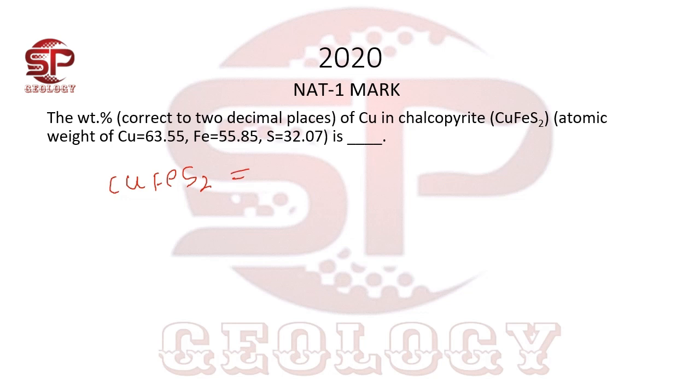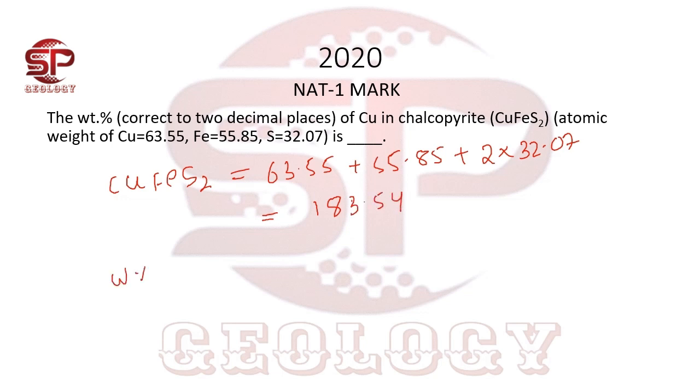First we have to calculate the weight of the chalcopyrite. So it will be 63.55 plus Fe, which is 55.85, plus 2 into 32.07, which gives 183.54. So the weight percentage of copper will be the weight of copper, that is 63.55, divided by the total weight 183.54, into 100. It will be 34.62%.